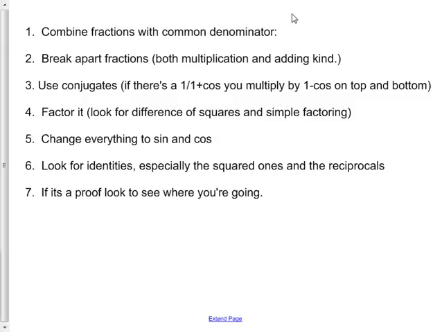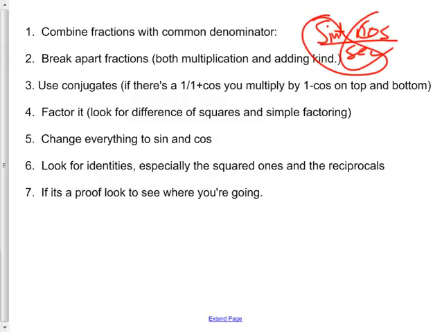All right, break apart fractions. Well, sometimes they give you one that's already added together. It's like, sine plus cosine over secant or something. Well, then you should break it apart and say it's sine over secant plus cosine over secant. Get how you can break those apart?